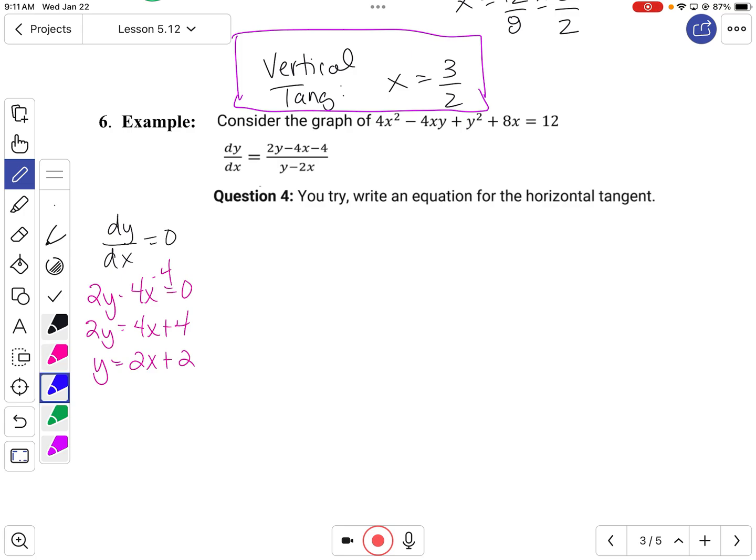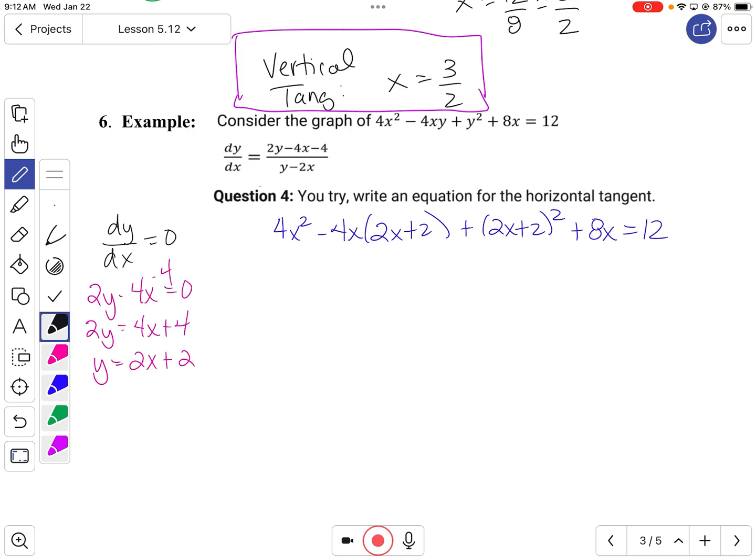Yep. All right. So now let's plug it back into the original function. We got to figure out what the x value is. Where does it happen? We can't write equations without points, right? So here we go. Let's plug it back into the original. So I have 4x squared minus 4x times (2x plus 2) plus (2x plus 2) squared plus 8x is equal to 12. Now, I really hope things are going to cancel out and go away because this is getting really nasty really fast.